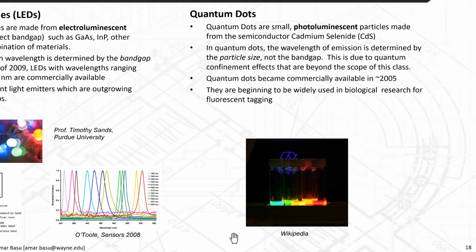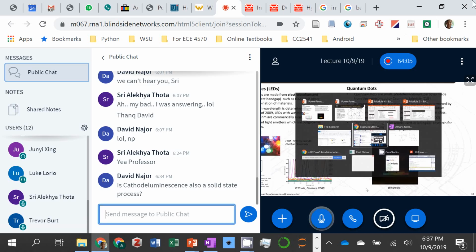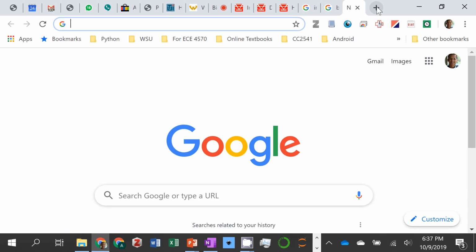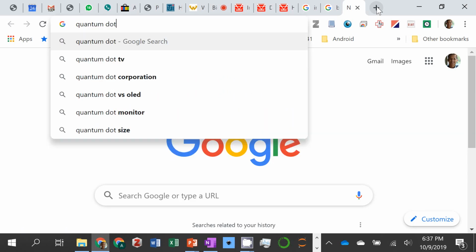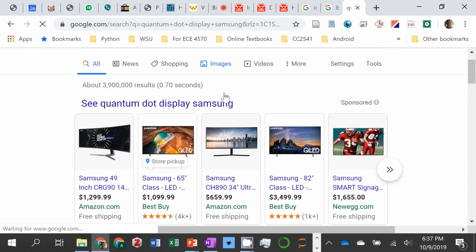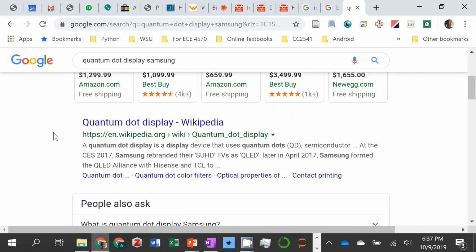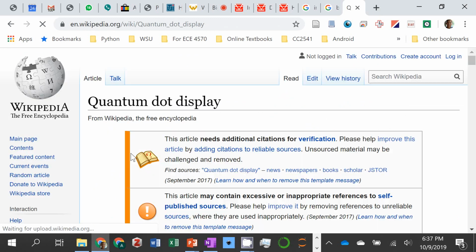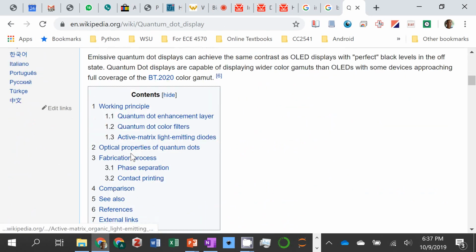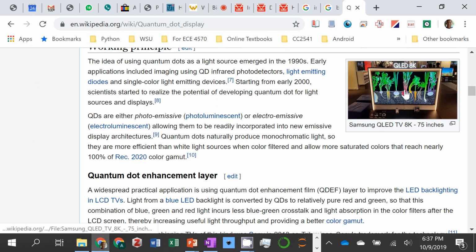But quantum dots did find another application, and that was in televisions. Some of you have heard about the QDot display. If not, I'll just do a quick Google search on it. Quantum dot display. I think Samsung has it. If you look up quantum dot displays, you can see this is the quantum dot image from the slides, and they can make TVs out of them now.